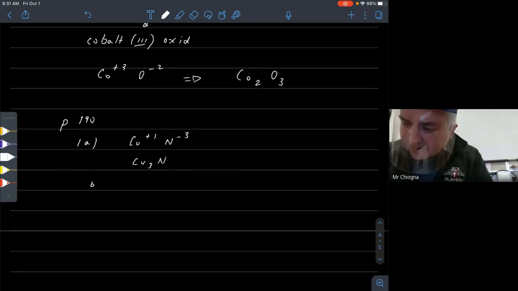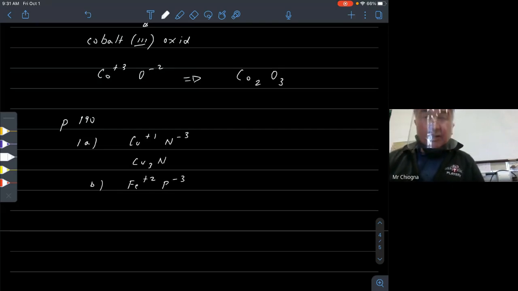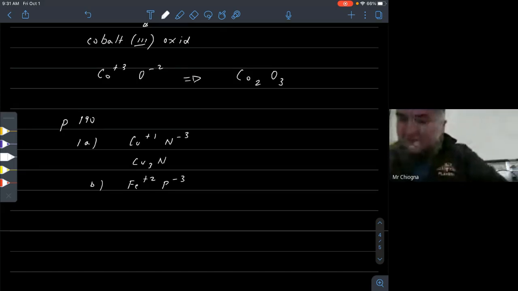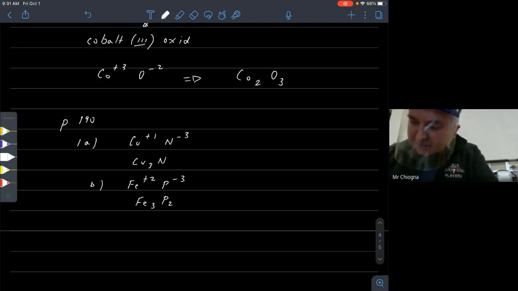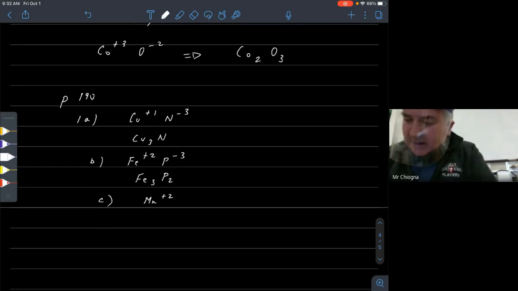Iron-2 phosphide. So this is Fe. Phosphide is just P, as opposed to what you're going to see later on, which is phosphate. That's something different. It's phosphide, it's just P. Well, crisscross. Next, manganese is Mn, not Mg. Manganese is Mn. Oxide -2. Same charge, just write down the symbols.